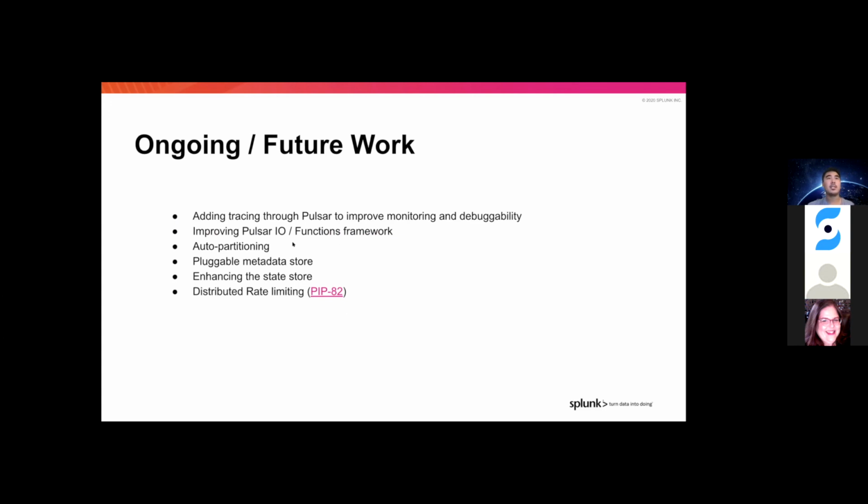And since we're leveraging the Pulsar IO and functions platform extensively at Splunk, we're continuing to improve and optimize those platforms for running as well. Auto partitioning is something that we would like to work on in the future so that users don't need to specify a number of partitions. We can just specify some sort of target or SLO, and Pulsar will automatically adjust the partition count for you.